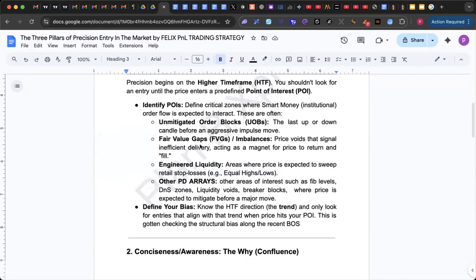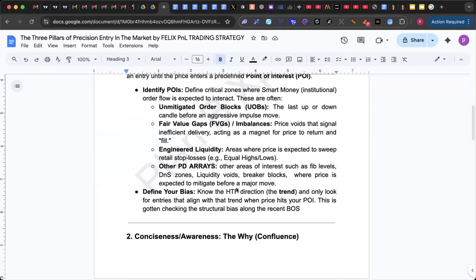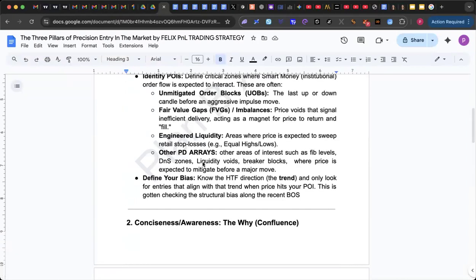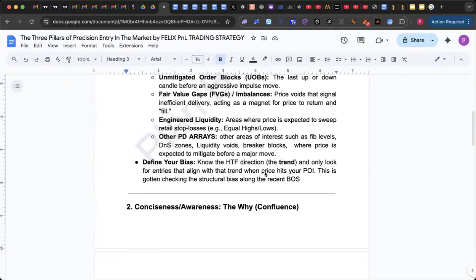So now you want to look at the fair value gap. That's an imbalance, a price void, that signals inefficient delivery, acting as a magnet for price to return and fill. Then we have engineered liquidity, the area where price is expected to sweep retail stop losses, equal highs, equal lows, or swing highs and swing lows, and all of those things. And then the other areas of interest, such as Fibonacci levels, demand and supply zones, liquidity voids, breaker blocks, where price is expected to mitigate before a major move. So these are points of interest for you.